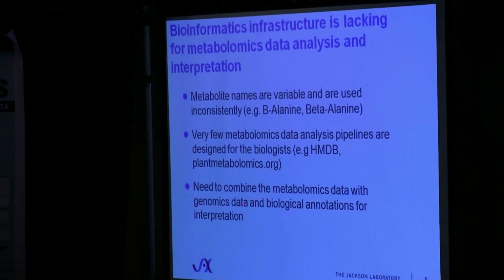So some examples of metabolomics data pipelines are HMDB, which is based out of Canada, and then plantmetabolomics.org for the plants. This was actually my PhD thesis. So what we did in plant metabolomics was we took 140 Arabidopsis mutants and created the database and the pipeline. So I'm trying to do the same thing for the mice for Jackson Labs here. And then the ultimate goal of a metabolomics pipeline is to combine the metabolomics data with the biological annotation and the other types of data that is out there, for example, genomics data.